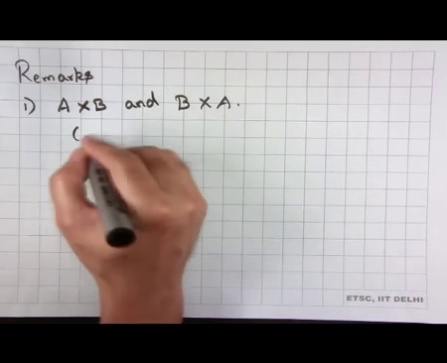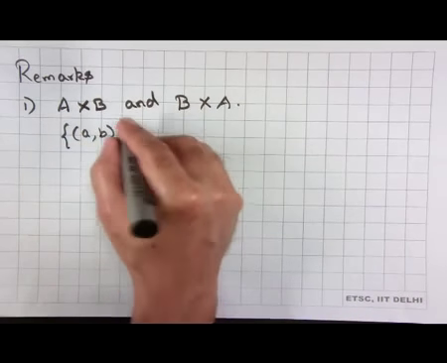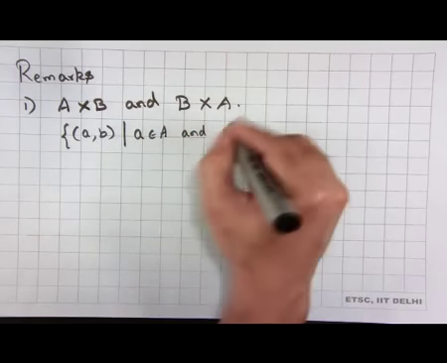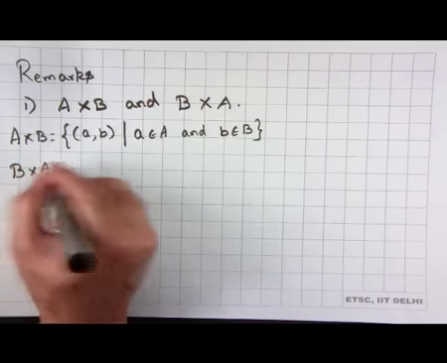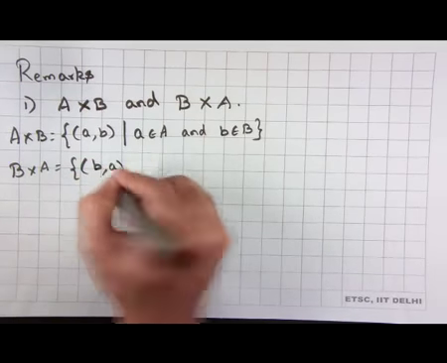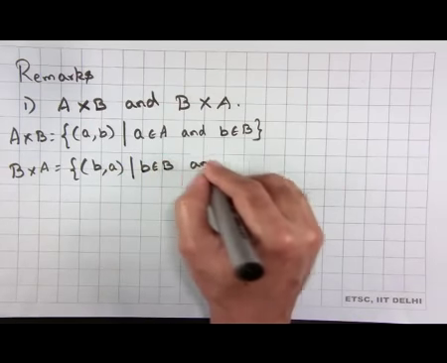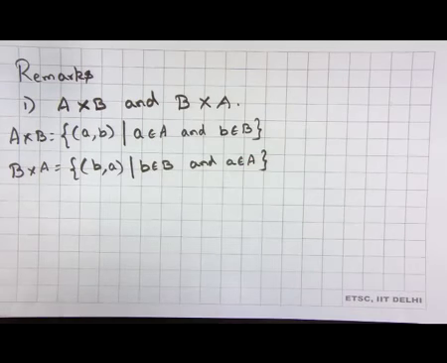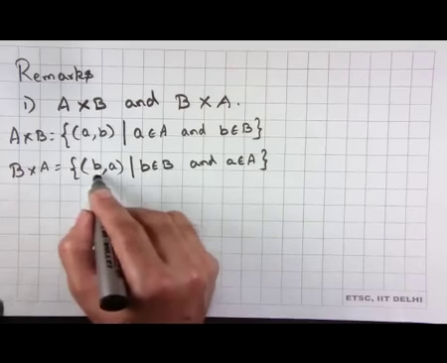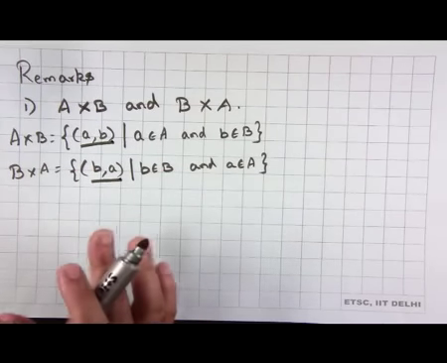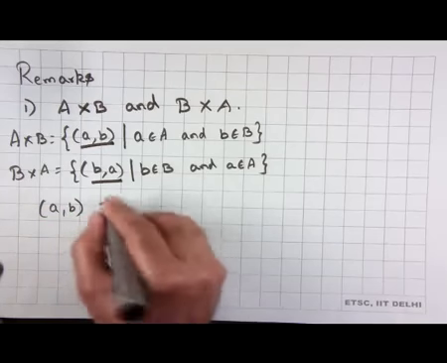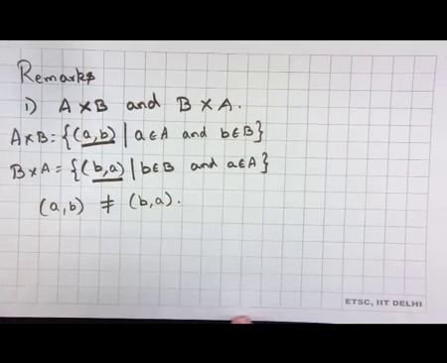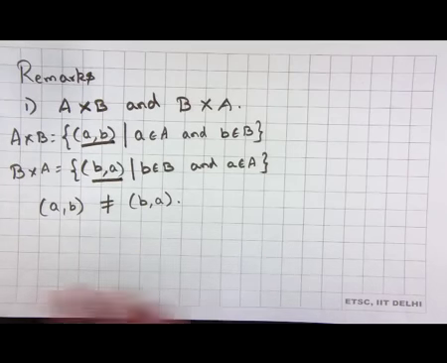So, A cross B consists of elements of the form (a, b) with a in A and b in B. This is A cross B, while the other one, B cross A, consists of all ordered pairs (b, a) such that b in B and a in A. The question is, can't we write it as a in A and b in B? Yes, there is no difference between writing it that way, but it is only this order that makes sense. It is because of this order that these two sets are totally different. The pair (a, b) is not equal to (b, a), which means A cross B and B cross A are totally different sets.